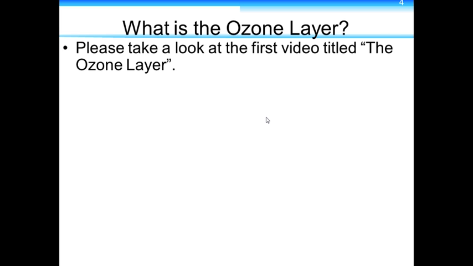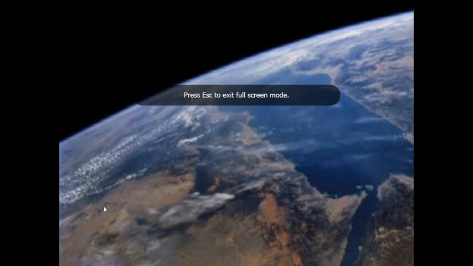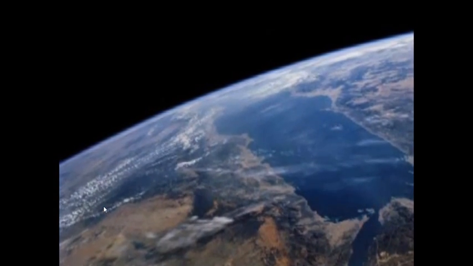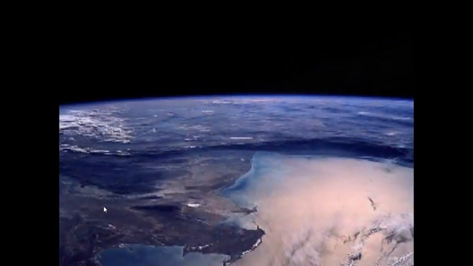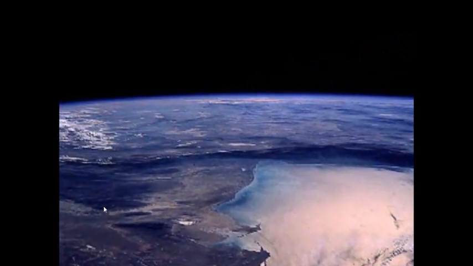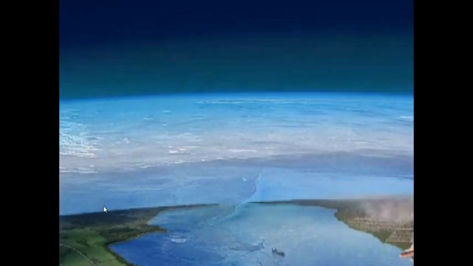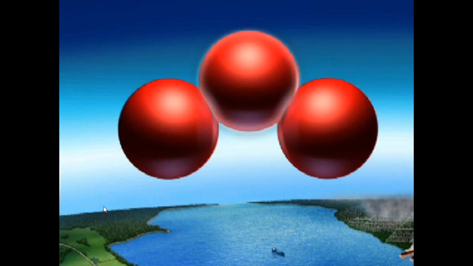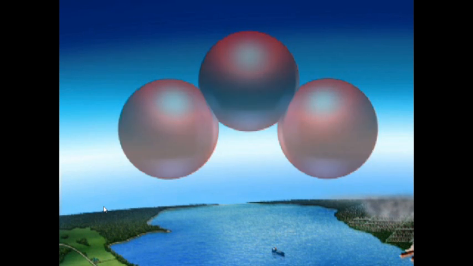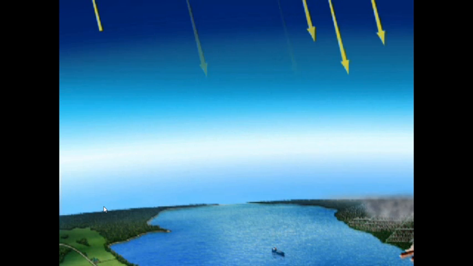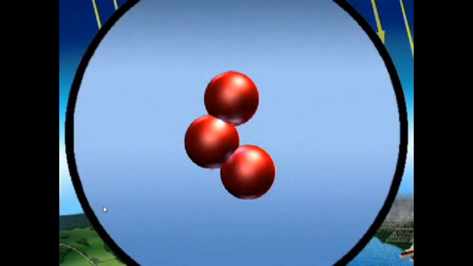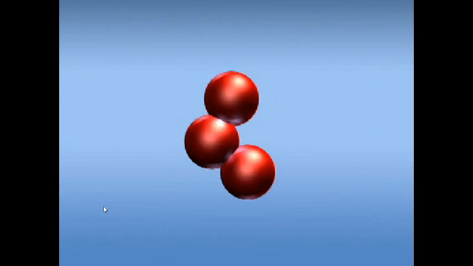So the first video is titled The Ozone Layer. Ozone is an atmospheric gas concentrated at an altitude of between 20 and 30 kilometers. It forms an envelope around Earth known as the ozone layer. Ozone is a blue-colored gas whose molecules are composed of 3 oxygen atoms. The ozone layer acts as a shield against the sun's ultraviolet rays. This is because ozone molecules can absorb the ultraviolet rays.